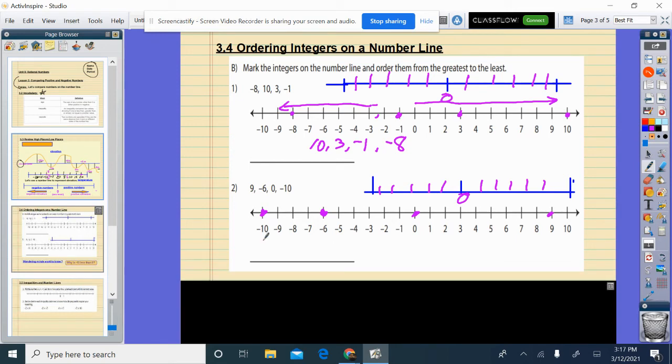So the greatest one would be 9. You have to pay attention to how they ask them. Sometimes they say least to greatest, sometimes they say greatest to least. You have to be careful. I just look at my number line, and I'm very quickly able to organize those from greatest to least, or if they wanted least to greatest, I could do that also. So the big takeaway here is getting comfortable drawing number lines and using them to help you order numbers.